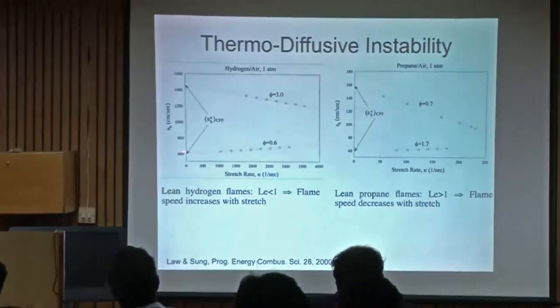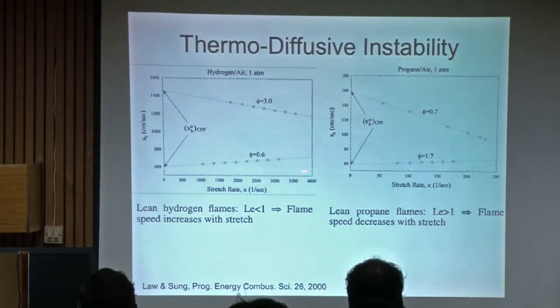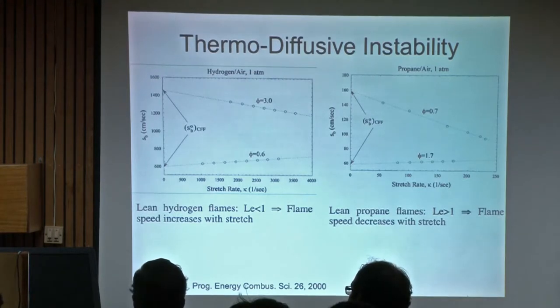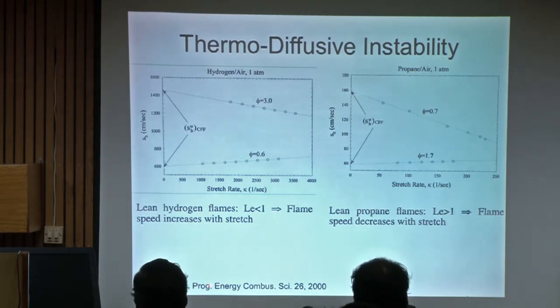Because what is burning rate? You can also see burning rate as flame speed times the density. That's the rate at which fuel is being consumed. So the stretch effect depends upon the Lewis number. If the Lewis number is less than 1, as for lean hydrogen flames, then as you increase the stretch, the flame speed increases. These experiments were done, and simulations as well, especially the experiments were done for spherical flames. You burn the mixture in the center, then a spherical flame will propagate out spherically, and then they measure the flame speed. This is in the review paper by Law and Sung.